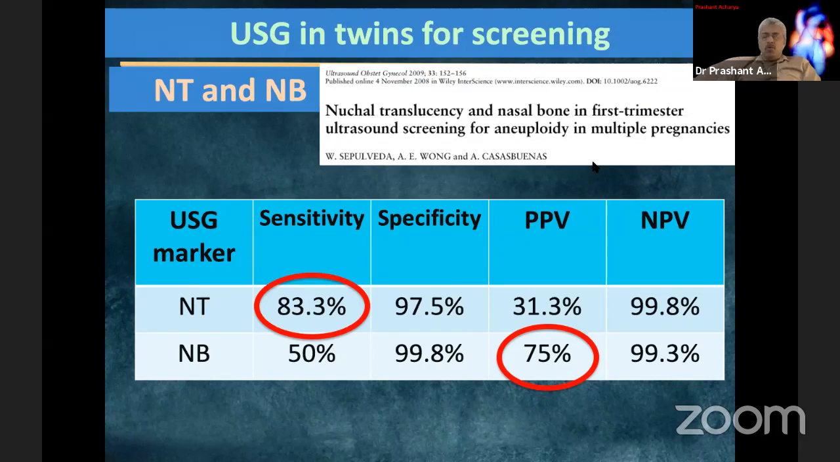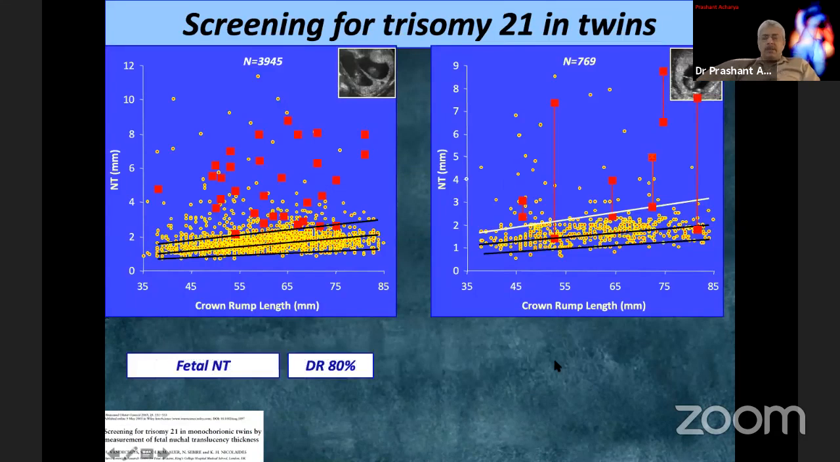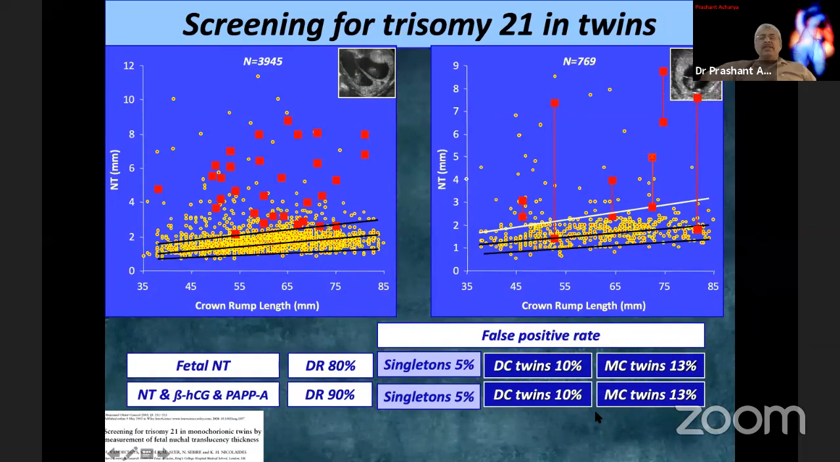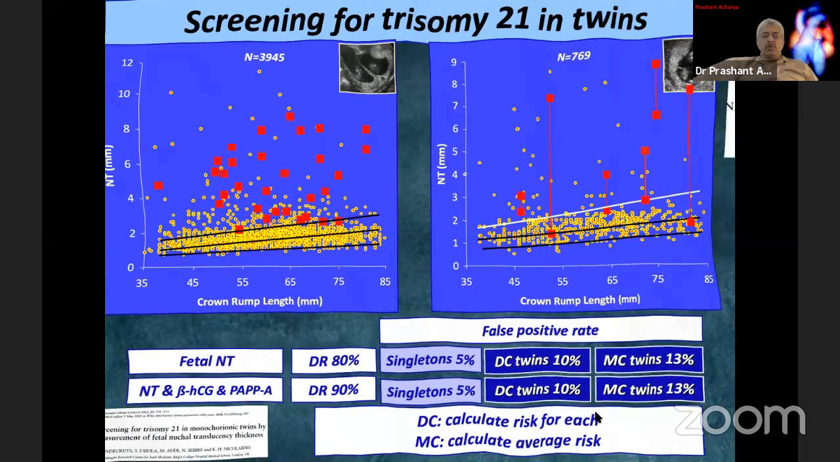Now, role of biochemical markers, let me tell you one thing. If you fix a detection rate of 80%, then singleton pregnancy will have a 5% false positive rate. Dichorionic twin will have 10% and monochorionic will have 13%. So this is the change which is going to happen in twin pregnancy. The detection rate falls, or the false positive rate goes up, whenever you are utilizing them.